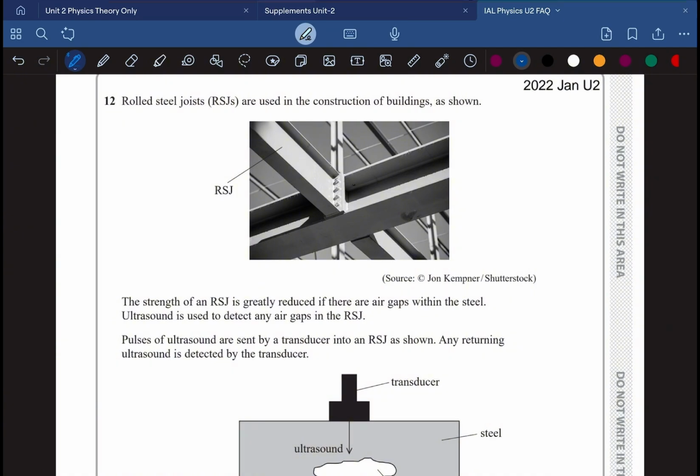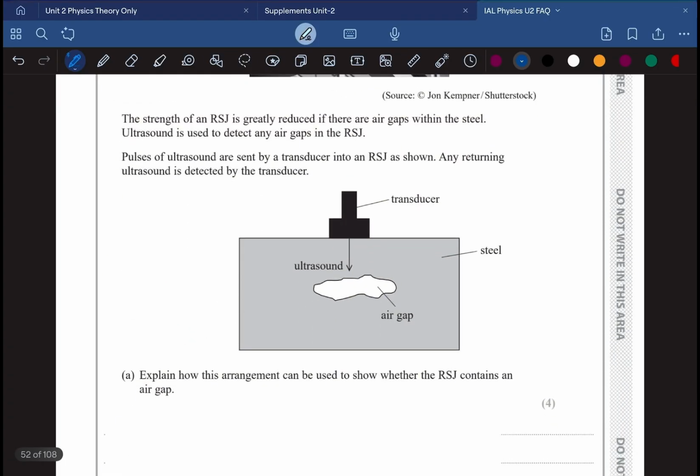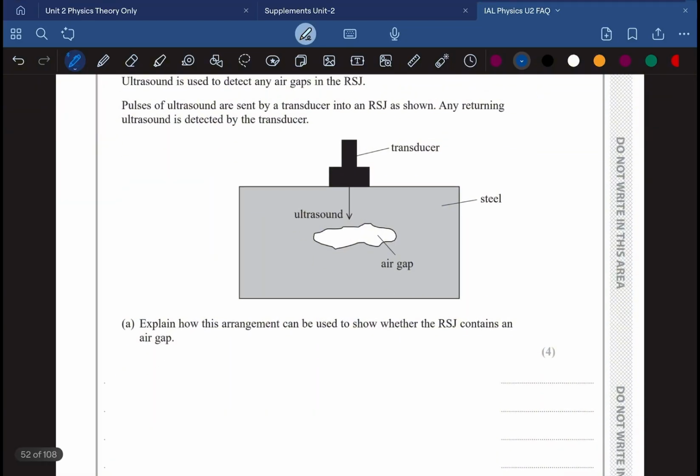Now this is another very easy question. This is actually common with the one that we have done previously. Rolled steel joists, RSJ, are used in the construction of buildings as shown. The strength of an RSJ is greatly reduced if there are air gaps in the steel. Ultrasound is used to detect any air gaps in the RSJ. Pulses of ultrasound are sent by a transducer into an RSJ as shown. Any returning ultrasound is detected by the transducer. Explain how this arrangement can be used to show whether the RSJ contains an air gap.